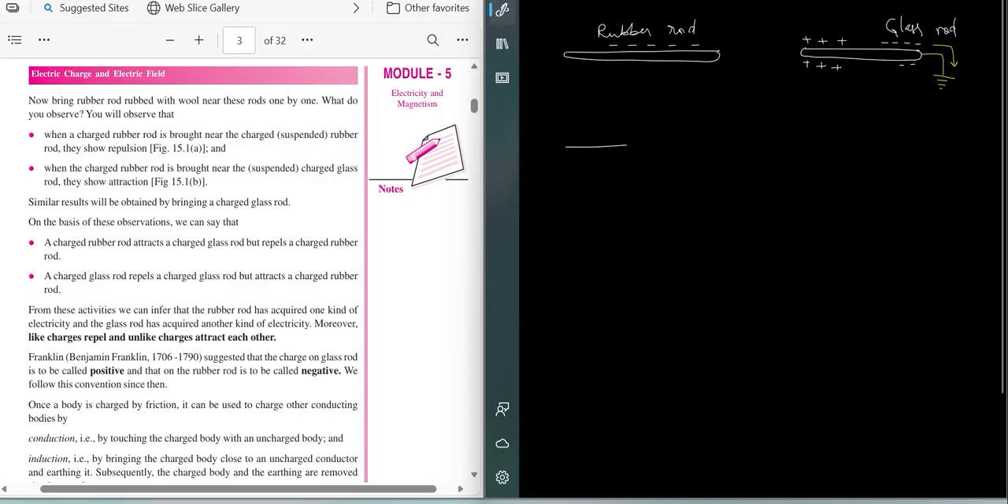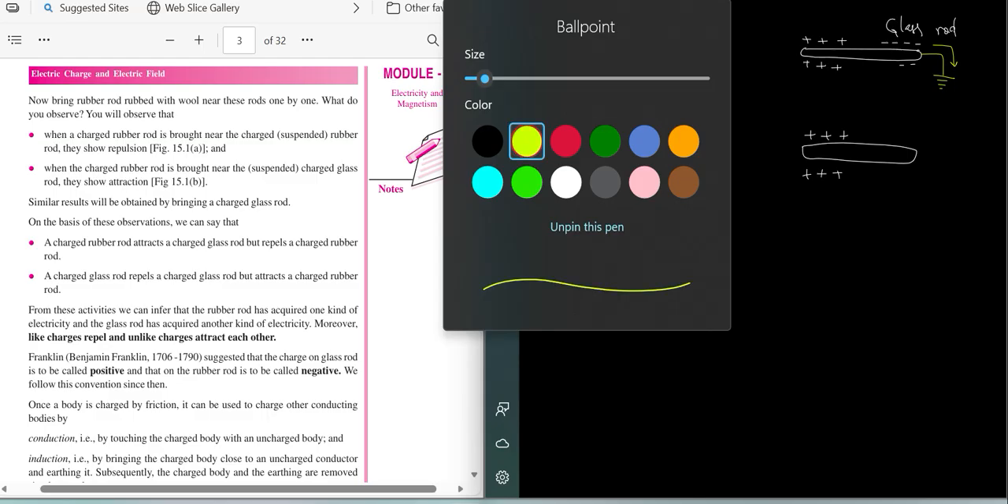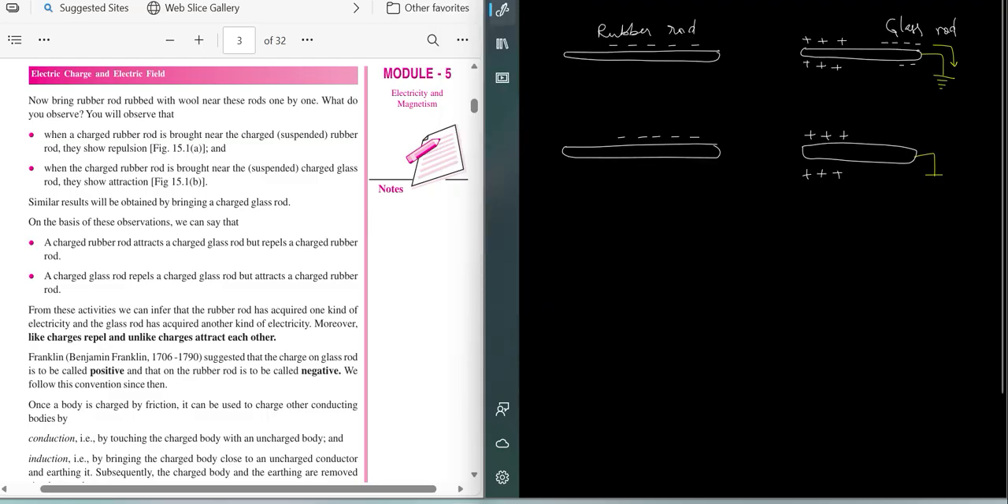this rubber rod is having negative charge without any change. This glass rod, after removal of the negative charge through earthing, will only contain positive charge because it is still in contact with the rubber rod. So this positive charge will not flow to the ground because it is attracted by the negative charge of the rubber rod. Only the negative charge of the glass rod will flow to the earth. Okay.